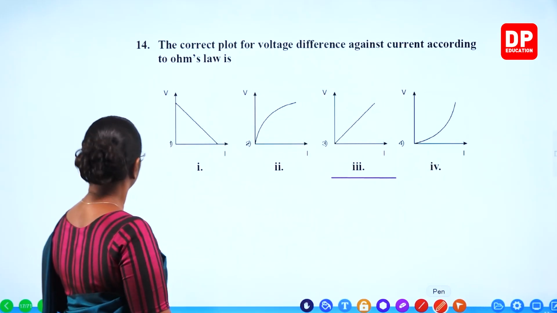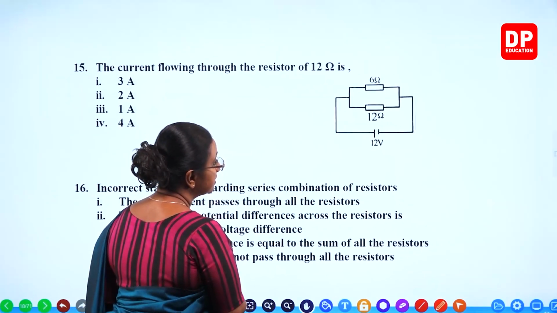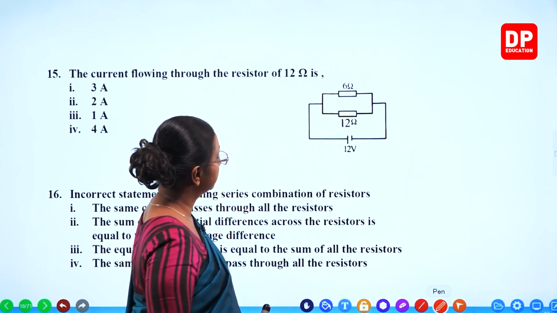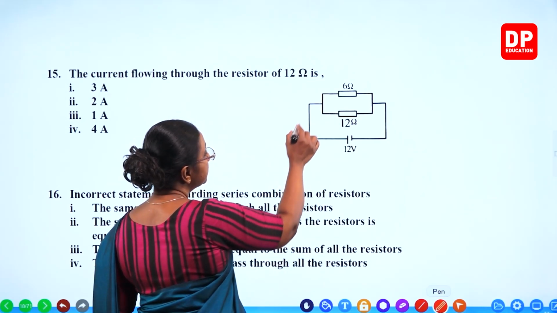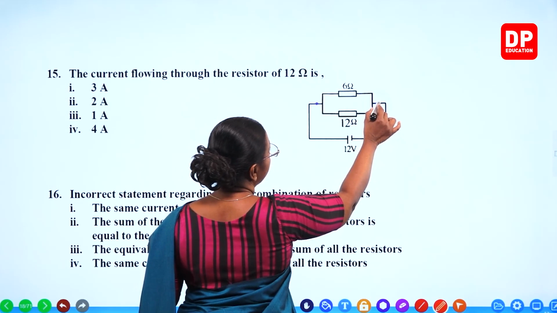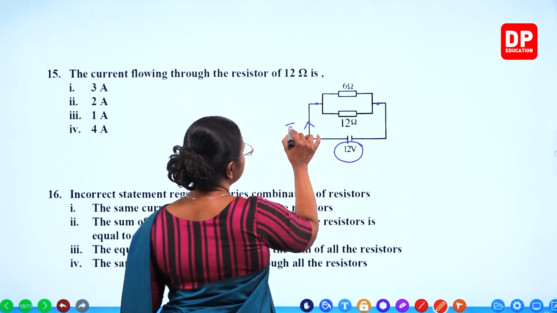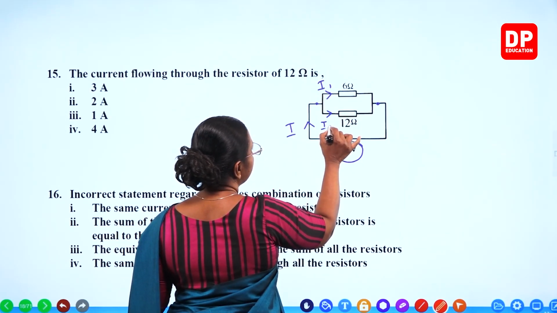Then, if we move on to the 15th question. The current flowing through the resistor of 12 ohm. So there we need to look at the circuit. Here you can see this is a parallel combination of resistors 6 ohm and 12 ohm. So what will happen? The potential difference across these 2 points is the same, 12 volts, but the current here is I, here it is going to be I1, this is going to be I2.